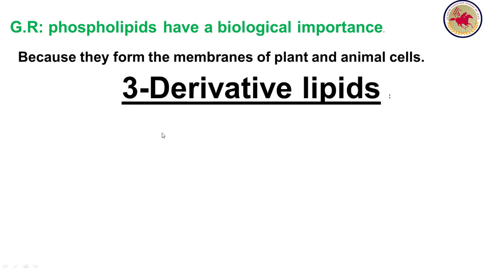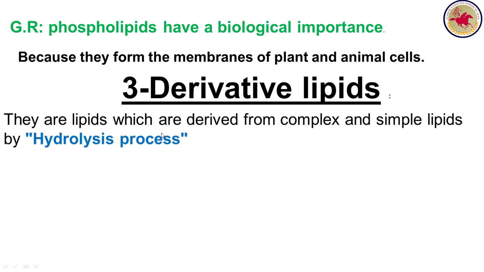Phospholipids have a biological importance because they surround the plant and animal cell. In senior 2 we will know the complete function of phospholipid or cell membrane. Cell membrane controls the passage of the mineral salts that pass through this membrane.